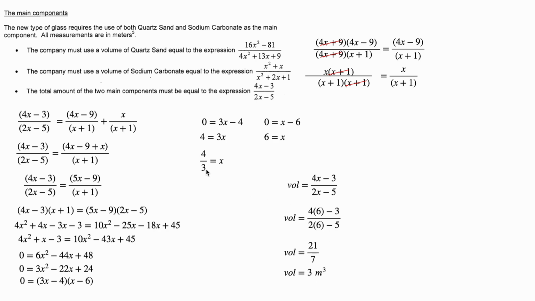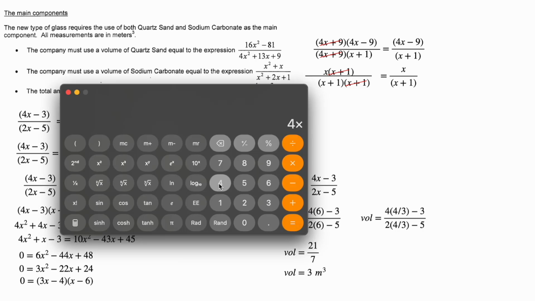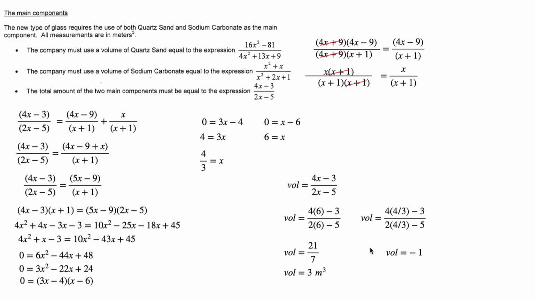If I do it with the 4/3, I have 4 times 4/3 minus 3. 4 times 4 divided by 3, take away 3, gives us 2.3 repeating. Then the bottom, 2 times 4 all over 3, take away 5, and look what happens. I get a negative 2.3. 2.3 repeating divided by negative 2.3 repeating is negative 1. You can't have a volume of negative 1. It doesn't make sense, which means the 4/3 doesn't make sense. X has to be 6, meaning our volume has to be 3 meters cubed.